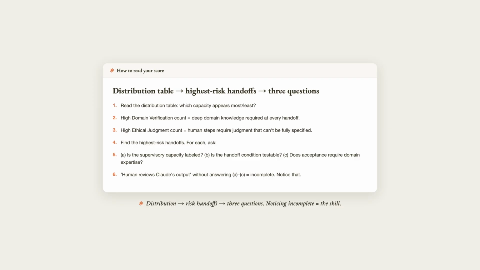Now find the highest risk handoffs. For each one, ask 3 questions. Is the supervisory capacity labeled? Is the handoff condition testable? Does it say what Claude delivers and what the human does with it? And does the acceptance criterion require domain knowledge to apply, or could a non-expert run the check? A score that says human reviews Claude's output without answering those 3 questions is an incomplete score. Notice that incompleteness. The assignment wants you to notice it. That noticing is the skill.